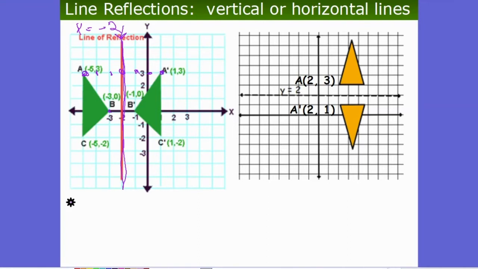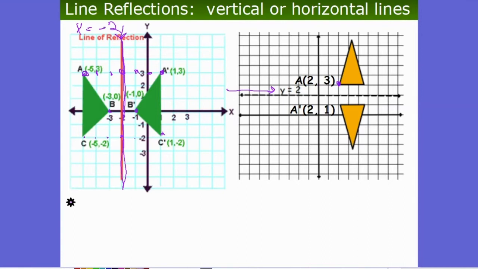Here's vertex B. It's only 1 away. So B prime, just keep going 1. C is 1, 2, 3 away, go 1, 2, 3. And you can do the same thing if you have a horizontal line. So here is the line y equals 2. Remember, y equals a constant will be a horizontal line. And you can do the same kind of thing.